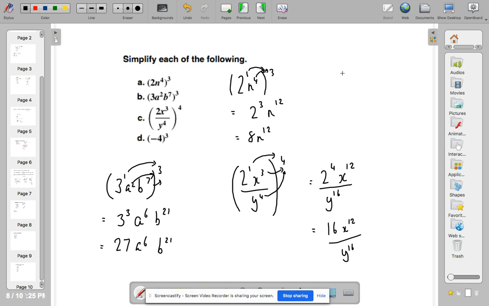Last question here is negative 4 cubed. Working this out a different way: negative 4 times negative 4 times negative 4. Now, negative times negative there is going to be positive. But then if I multiply the positive by another negative, my overall answer will be negative. And then it's 4 times 4 times 4. That's going to be 64. You can use a calculator for that if you're not sure.